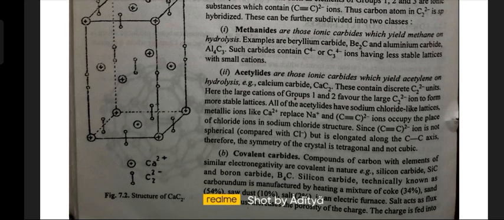The second one is acetylides. These are those ionic carbides which yield acetylene on hydrolysis. Example: calcium carbide. These contain discrete C2 2 negative units. Here the large cations of group 1 and group 2 favor the large C2 2 negative ion to form stable lattices. All the acetylides have sodium chloride like lattices. Metallic ions like calcium replace the sodium, and the C≡C 2 negative ion occupies the place of the chloride ion in the sodium chloride structure.